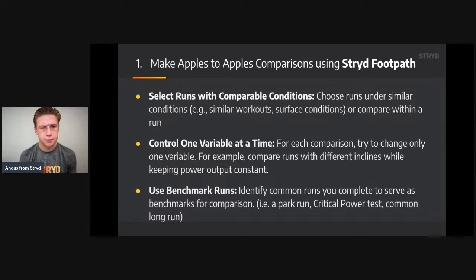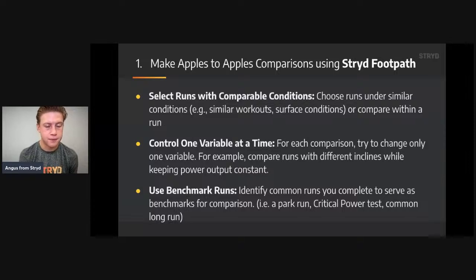The first part of Stryd Footpath analysis is making an apples to apples comparison. A lot of the questions we get, someone has taken a screenshot of their footpath. It's really interesting. They want to say, what can I learn from this single footpath? And typically the answer is, to get the best learning out of your Stryd Footpath, you want to be making comparisons. And to make the best comparisons, you want to make apples to apples comparisons. So point 1 here is select runs with comparable conditions.